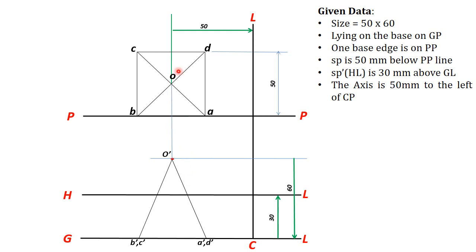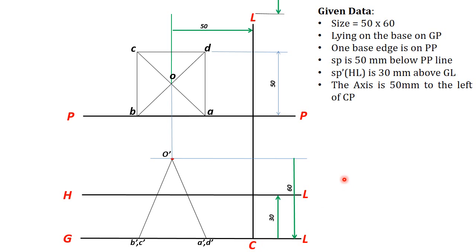Then you should mark the center line to the right of the axis. This is the axis point, axis in top view, this is a point. Okay, and if you draw a line from O dash to the ground line, perpendicular line, you will get the axis line. So from the axis, 50 mm to the right, you can draw the center line.